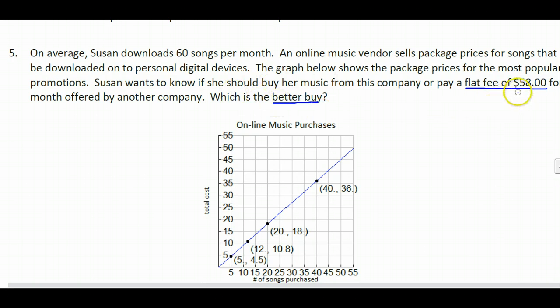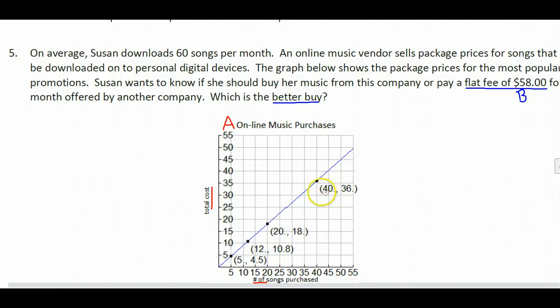So we'll call that Company B. Company A is this one. I'm going to call them Company A. Now, they don't do a flat fee. It looks like they have a proportional relationship. Starts at 0, looks like it's in a straight line. I can use the number of songs and the cost to find out how much one song costs.